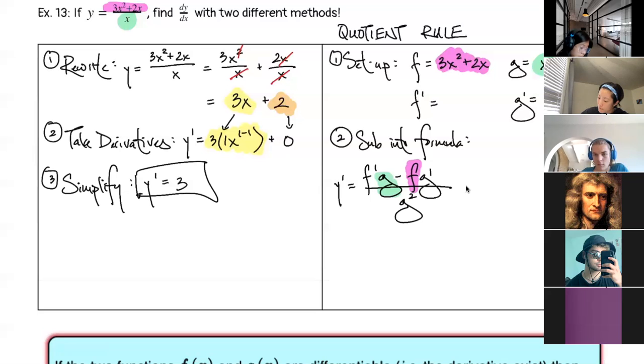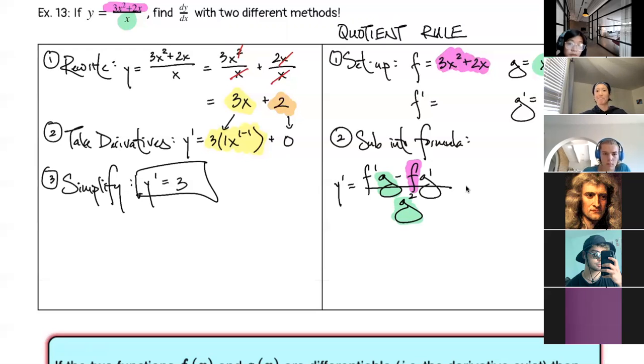The bottom, perfect. So I'm going to put this down here as well. It's going to be x squared on the bottom, okay? Now, in order to substitute everything in, I need to find f prime and I need to find g prime. So we're going to go back to our setup and say, let's find our f prime, let's find our g prime.